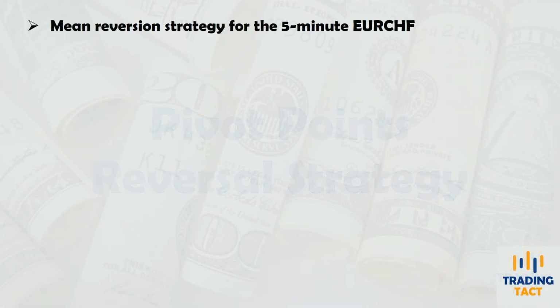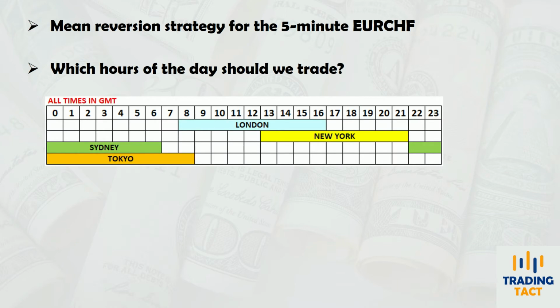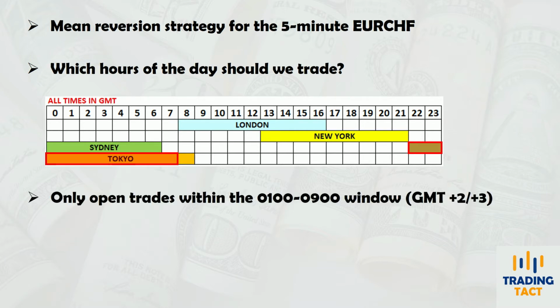Let's attempt to fade moves on the 5-minute euro franc, a traditionally ranging market. We first need to address a very important aspect of mean reversion trading, the trading hours. Mean reversion strategies usually perform better during the quiet Asian hours, which is the trading window between the New York close and London open. For this strategy, I'll only open trades within the 0100 to 0900 hour window.